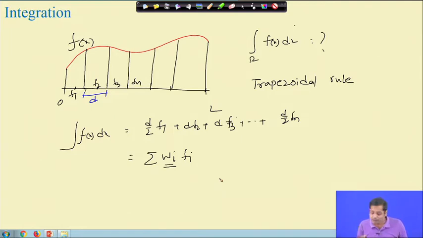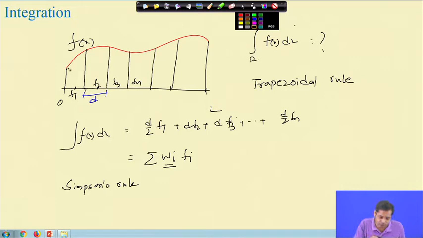We have also seen Simpson's rule, for instance. Simpson's rule is also very similar to that. In the trapezoidal rule, it is assumed that between these two points your function is linear.